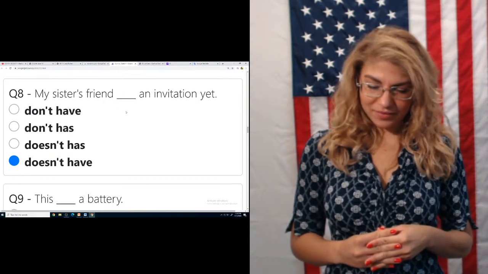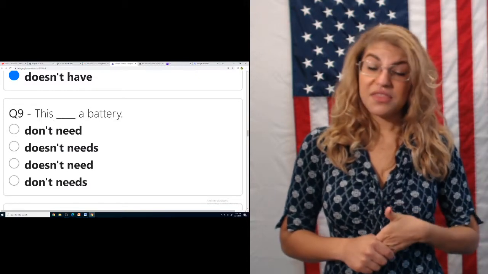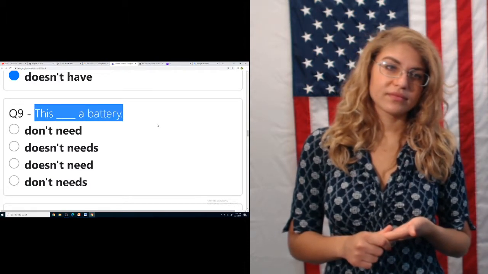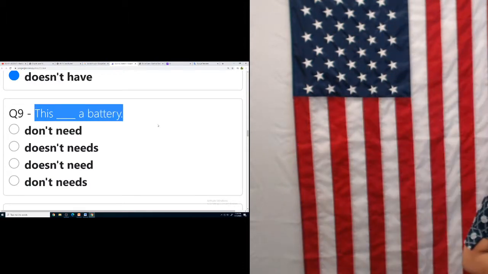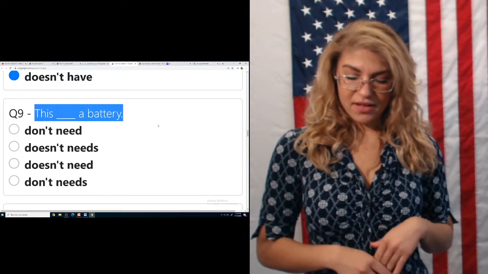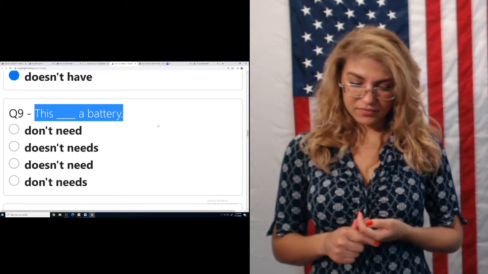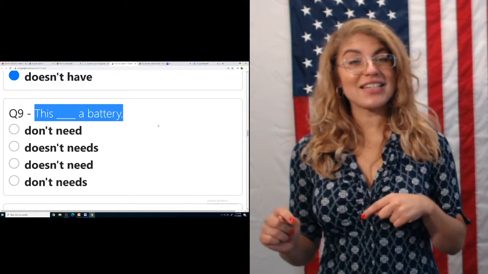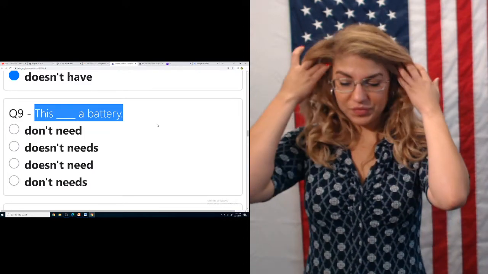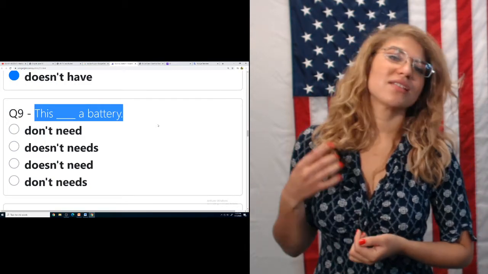Question number 9. This a battery. This don't need a battery. This doesn't needs a battery. This doesn't need a battery. This don't needs a battery. So, what is our subject? This. And this, is it singular or plural?